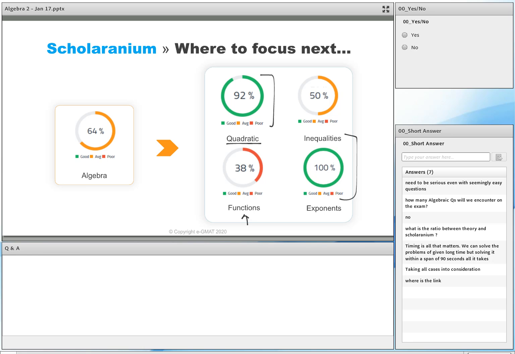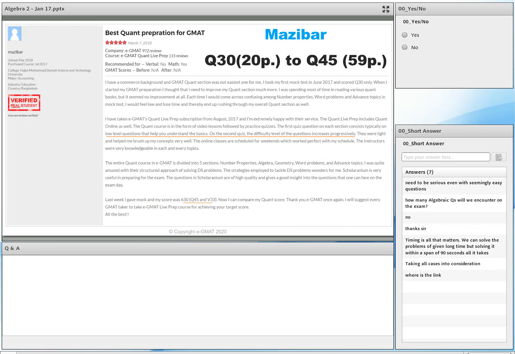Okay, the next student that I want to talk about, and a lot of you would be in this situation right now. Mazibar was stuck at a Q30, which is around the 20 percentile in the GMAT quant. He took a lot of resources, used a lot of books, but he could not understand what to do because he was not improving. What he then did is he went on to the e-GMAT course, and he followed it very diligently. He understood the processes of solving questions. Once he did that, he also used the progressive feature of the modules that we have, and that is also similarly something that we did in our session as well.